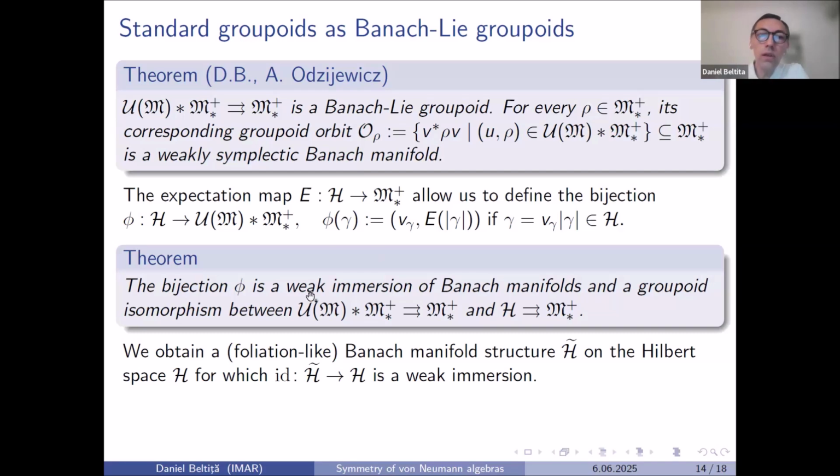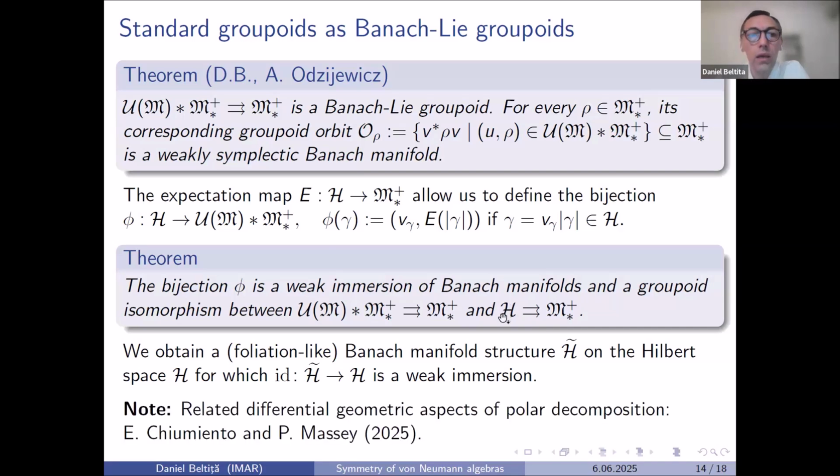Okay, so now we also have a smooth structure on our groupoid coming from here, and it remains, as I said, to compare it with this one. Again, I should mention that related differential geometric aspects of polar decomposition were obtained by Eduardo and Pedro quite recently, since what we are talking about here is basically, in particular, differential geometric properties of a notion of polar decomposition. So again, elements were obtained before, and they resemble pieces of a groupoid.